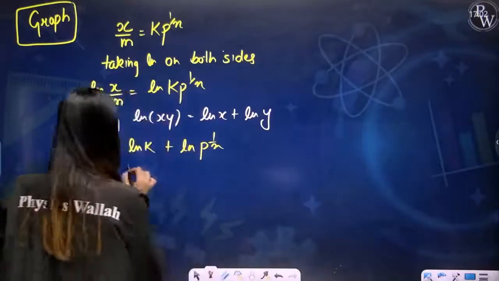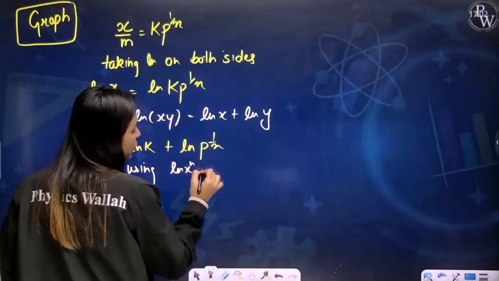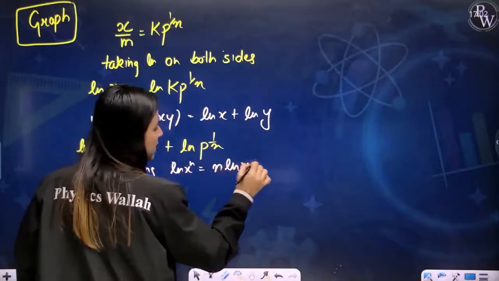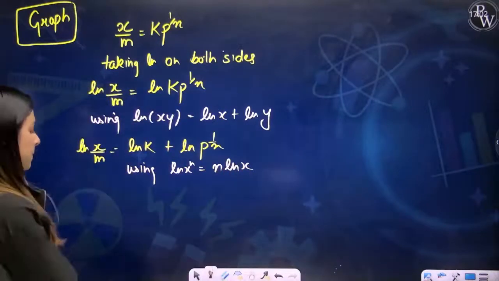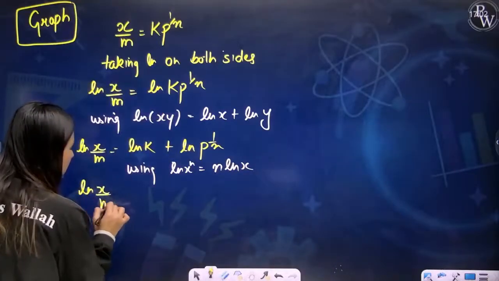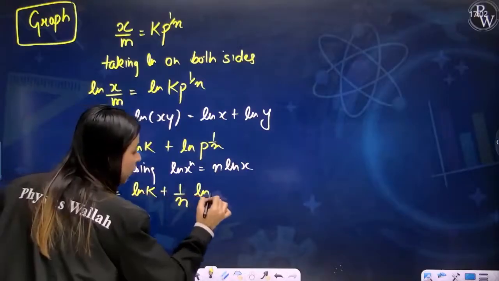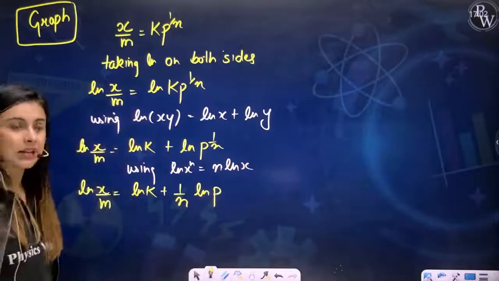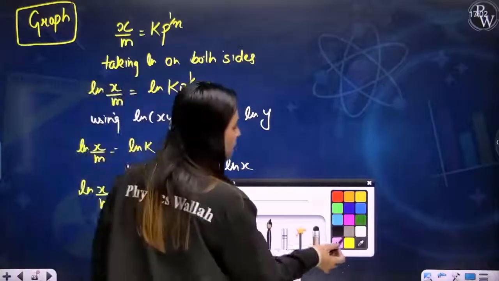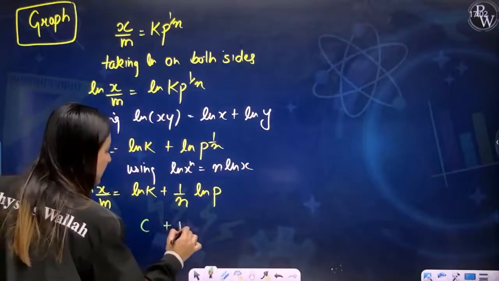Whenever you talk about ln of x power n, you can write it as n ln x. So now we'll be using this. So your ln of x upon m will be equal to ln of k plus 1 upon n ln of p. Right? Yes. Now let's compare it with the straight line equation y is equal to c plus mx.